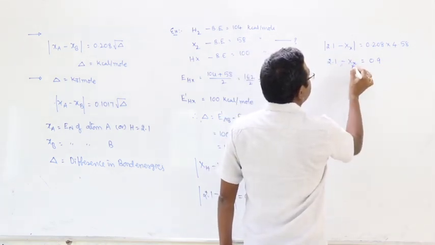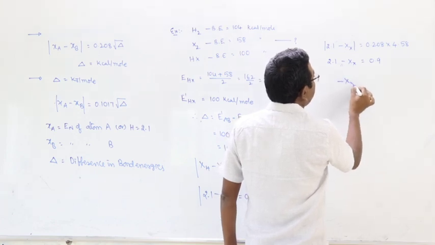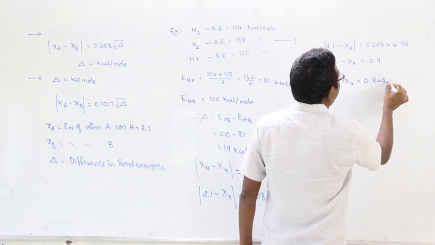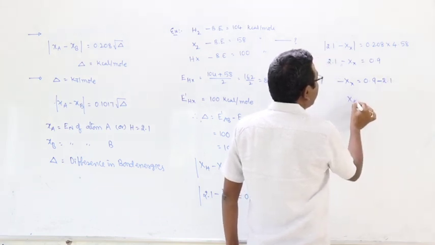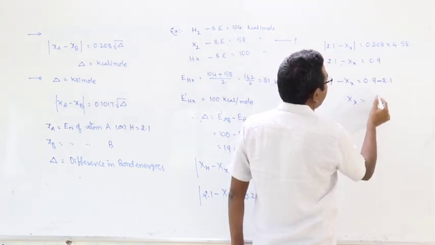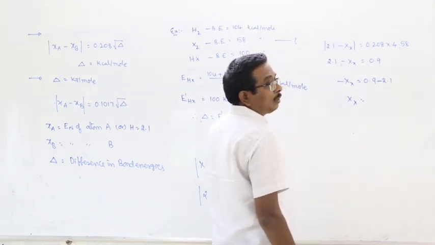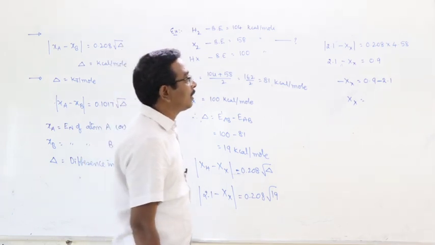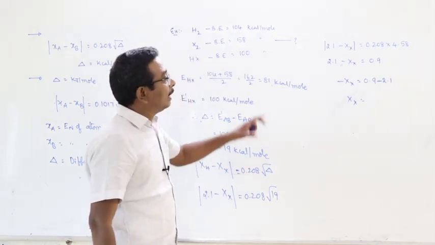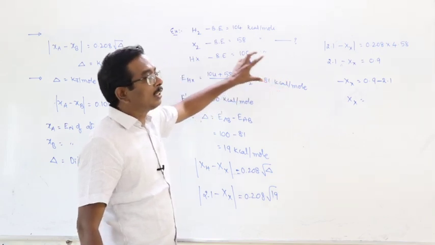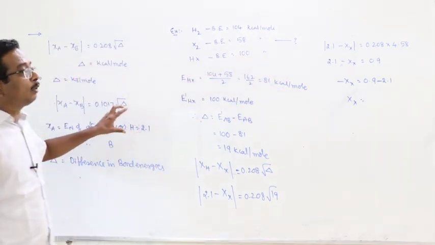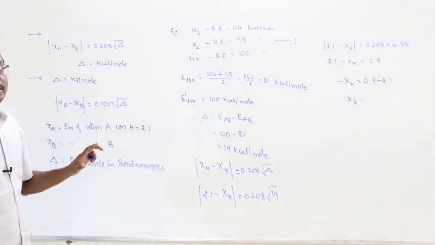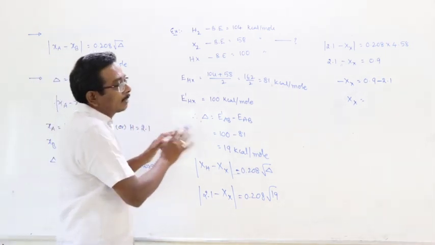2.1 minus x is equal to 0.9 minus 2.1. Therefore, the electronegativity of x is equal to 3. That is about the calculation of electronegativity of an atom of an element. And here this is the example.